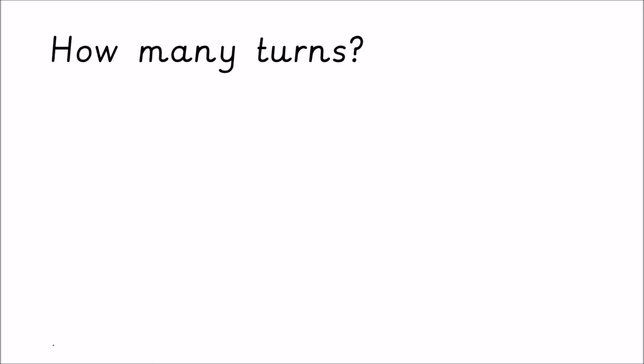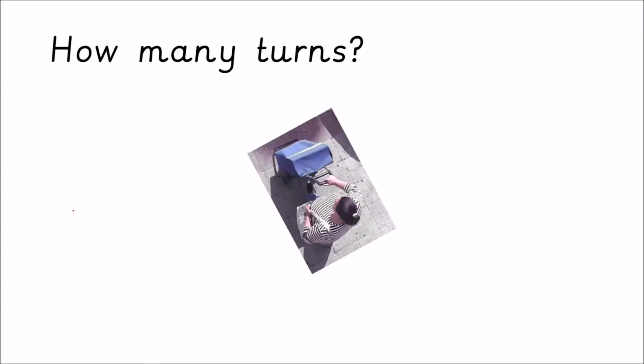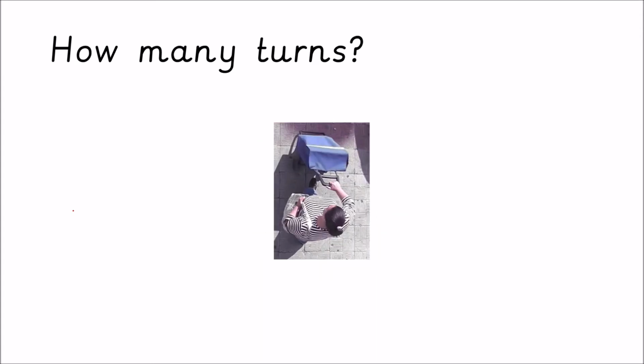Next, we're going to think about turns and have a look at those. We're going to think about turns as an angle. So this is a woman with a shopping trolley. Let's call her Freya. And Freya here is going to do some turning for us. We're going to find out how many quarter turns Freya has turned.